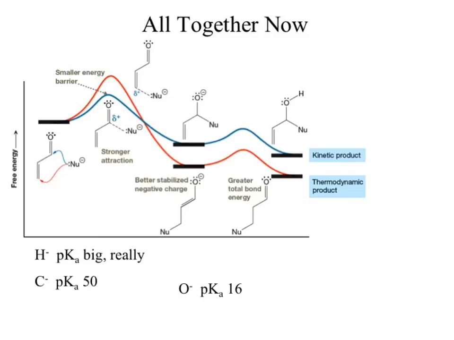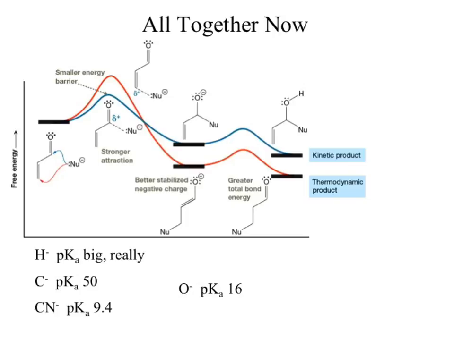What happens? There's now a large difference in the base strength between those two species, which means the reaction becomes irreversible. So when I use a carbon nucleophile, the reaction does not reverse, and I get the kinetic product. Let's see what the next one is.